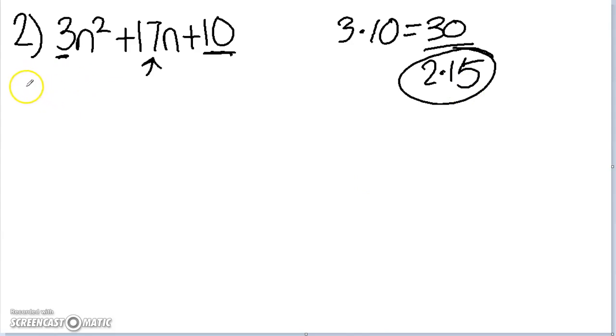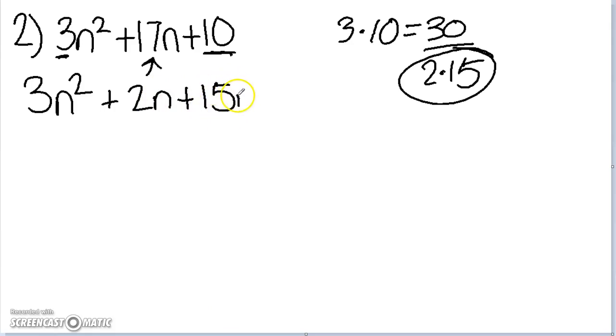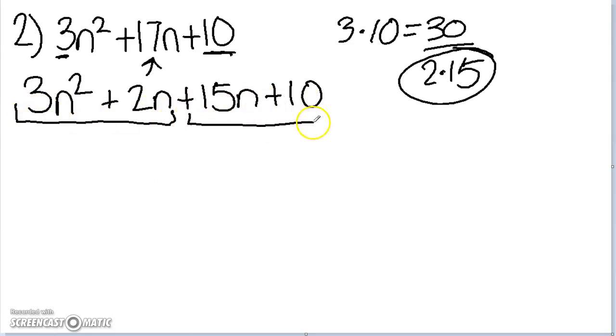A lot of the steps for master product are very similar to what we do for the box method. So I've got 3n squared plus 2n plus 15n plus 10. And just like with the box method, since my middle term has an n, these factors get an n as well. Here's where this differs from the box method. Now since I have 4 terms, I'm going to factor by grouping, or factor by parts.